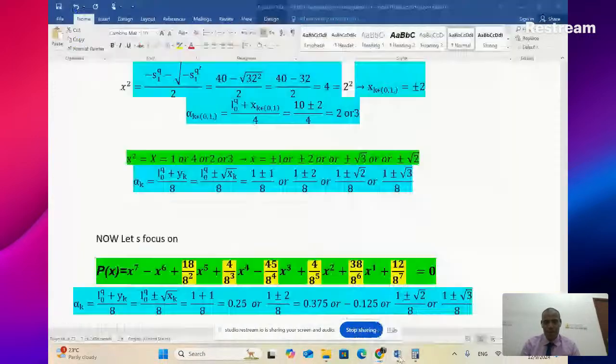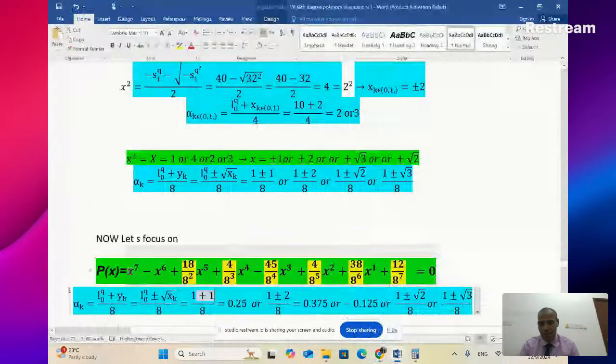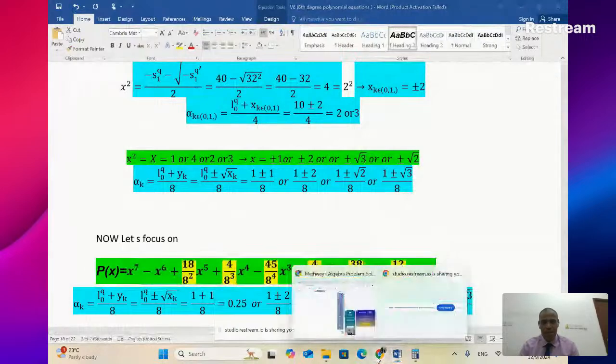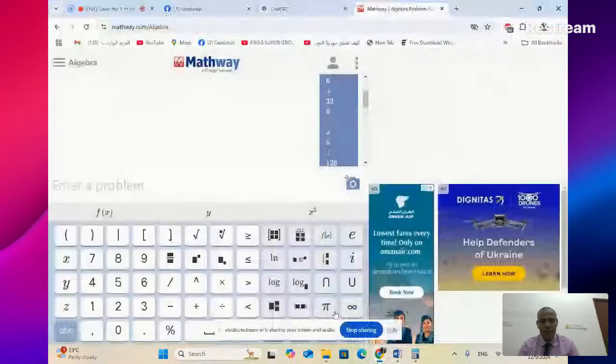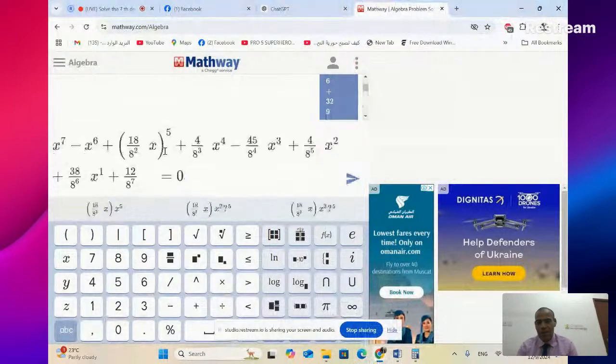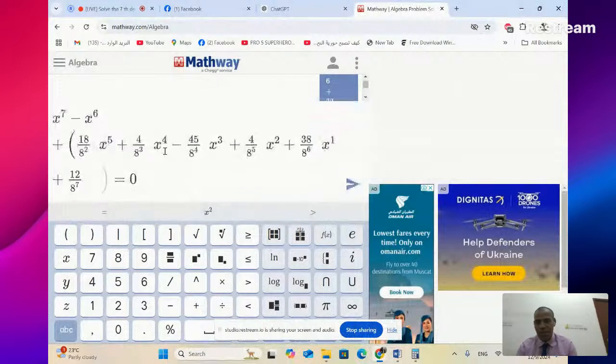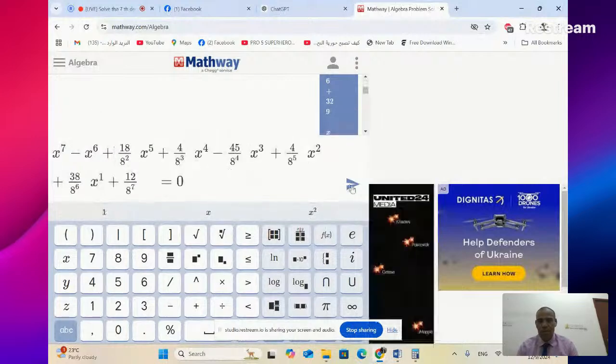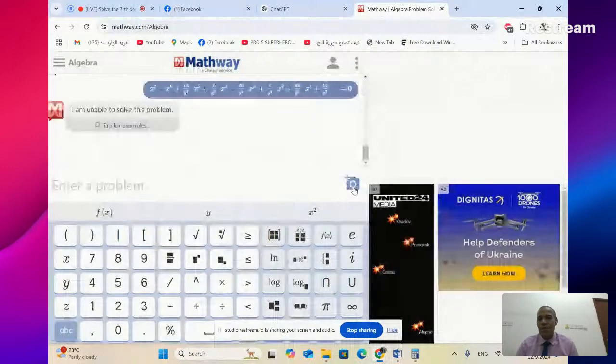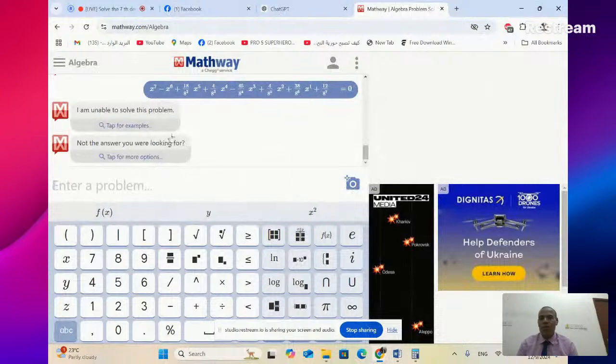I will go back to my equation. This is my equation. I will erase this parenthesis, and this one, of course. Equals 0. I will tell it to solve this. You see, it is unable to solve this problem. Not the answer, of course, I'm not looking for this answer.